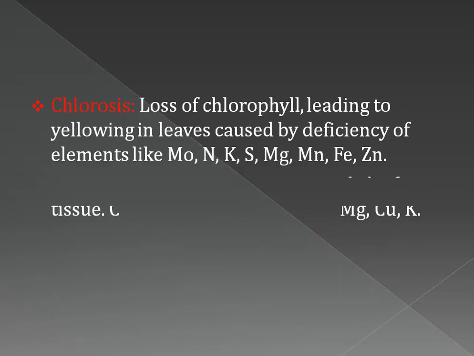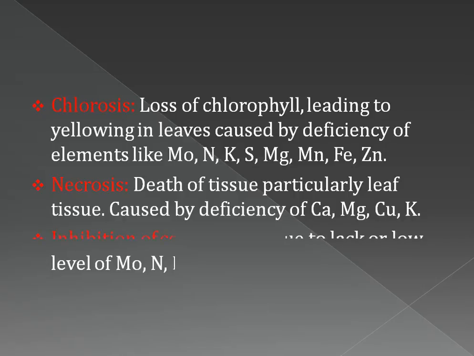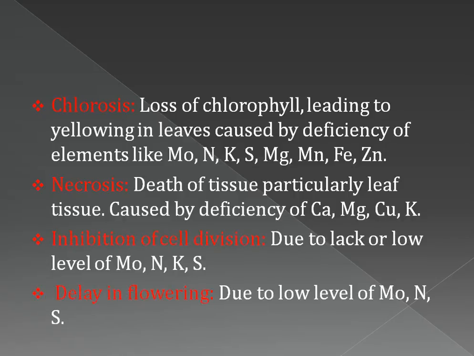First one is chlorosis. It is loss of chlorophyll leading to yellowing of leaves. It is due to deficiency of elements like MONCs, that means molybdenum, nitrogen, potassium and sulfur, and then magnesium, manganese, iron and zinc. Next one is necrosis. Necrosis is death of tissue, particularly leaf tissue. It is due to deficiency of elements like Ca, calcium, magnesium, copper and potassium.